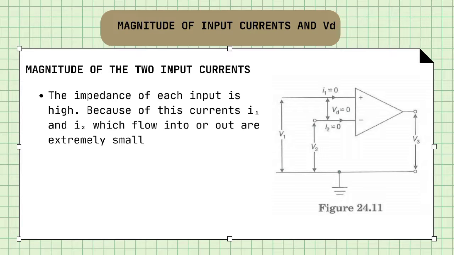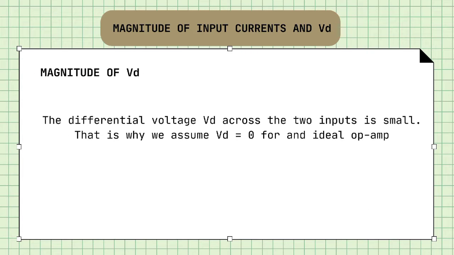Next one is magnitude of input currents and VD. Magnitude of the two input currents, the impedance from the figure, the impedance of each input is high, so these currents I1 and I2 which flow into or out are extremely small. From the figure we can assume that I1 and I2 are zero. The next one, magnitude of VD. The differential voltage VD across the two inputs is small. That is why we assume VD equals to 0 for an ideal operational amplifier.